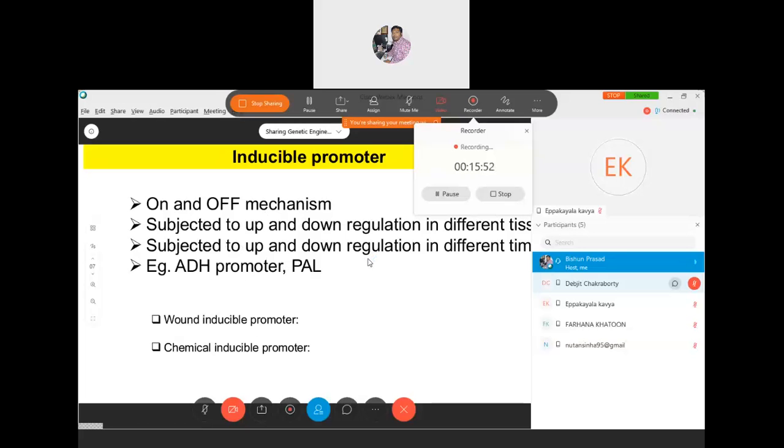Suppose some genes are working in the anoxic condition. Say for example, your ADH promoter. ADH is the alcohol dehydrogenase promoter, and you know that it is used for alternate fermentation. So when your plant is under submerged condition, or when your plant is in oxygen limiting condition, that time this gene will be expressed. The ADH gene will be expressed. So it is mainly expressed in the root tissues, because you know that in the root zone the supply of oxygen is less. So at that time this ADH promoter will work.